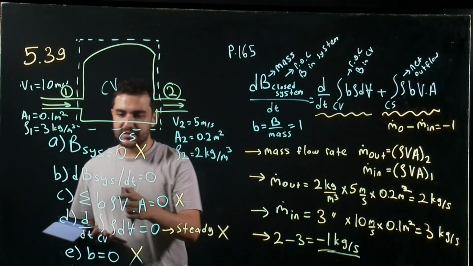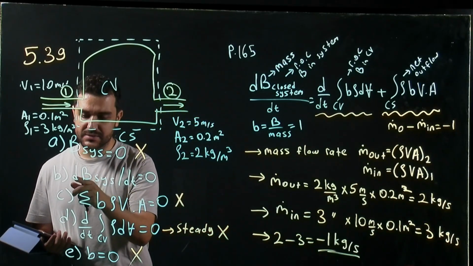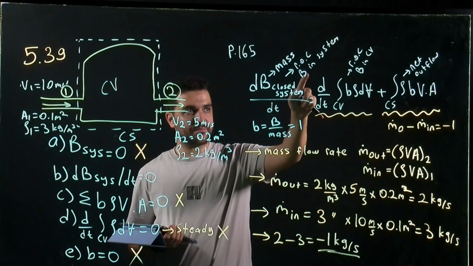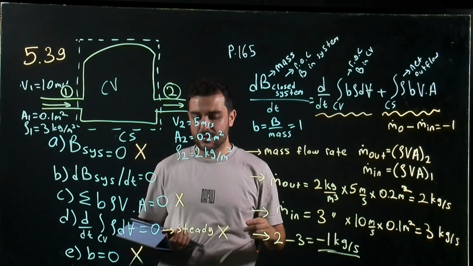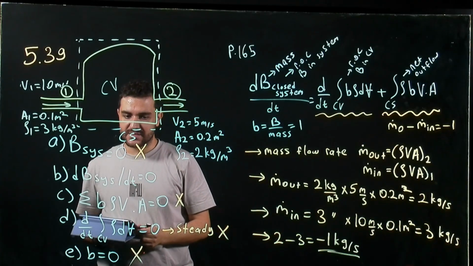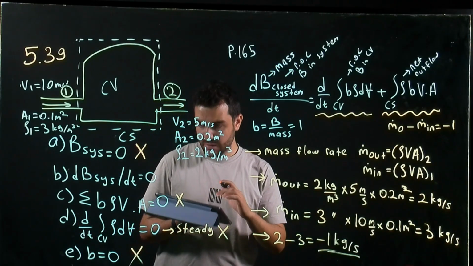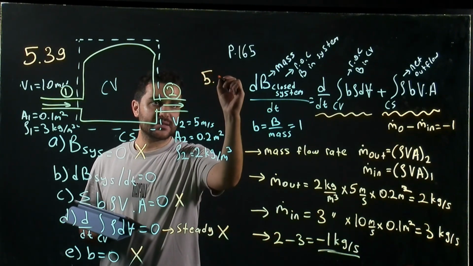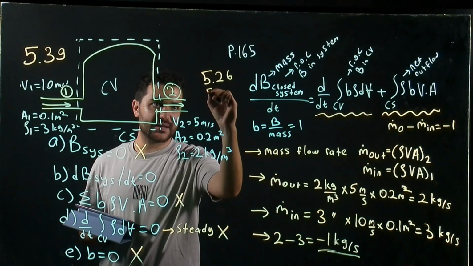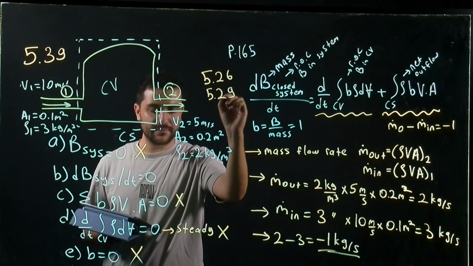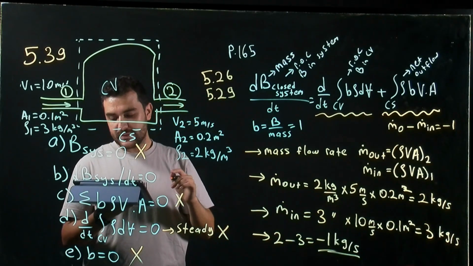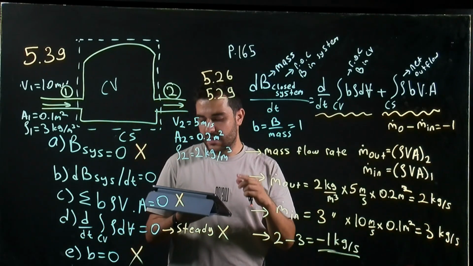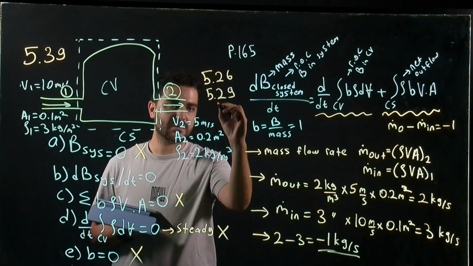So the only remaining statement is the rate of change of B in the system is 0, and let's see if it is correct or not. If you look at equations 5.26 and 5.29, you will see that we will have the continuity equation, and we will have the law of conservation.